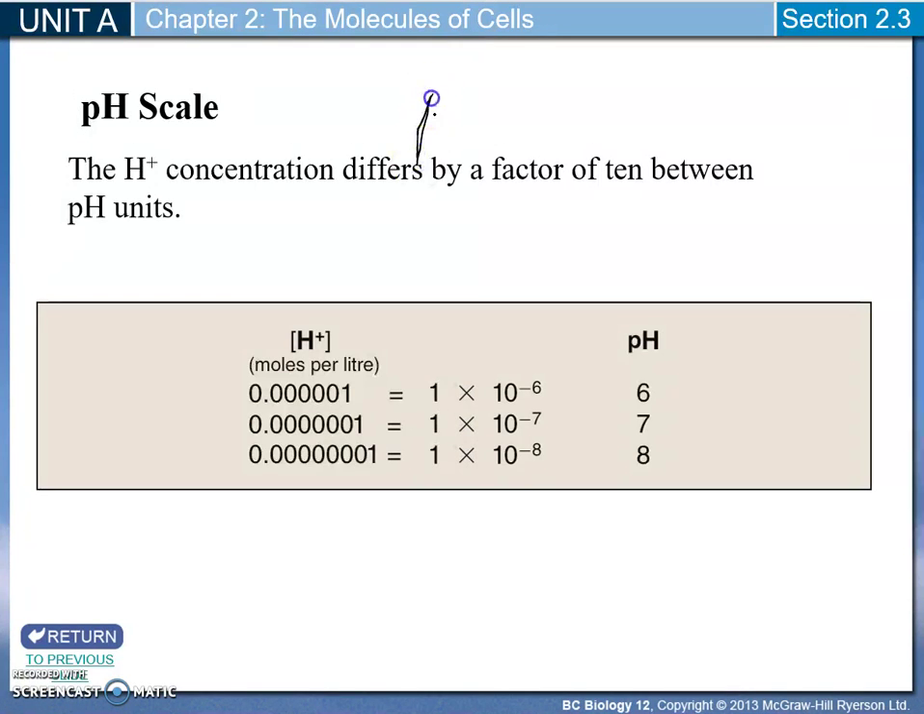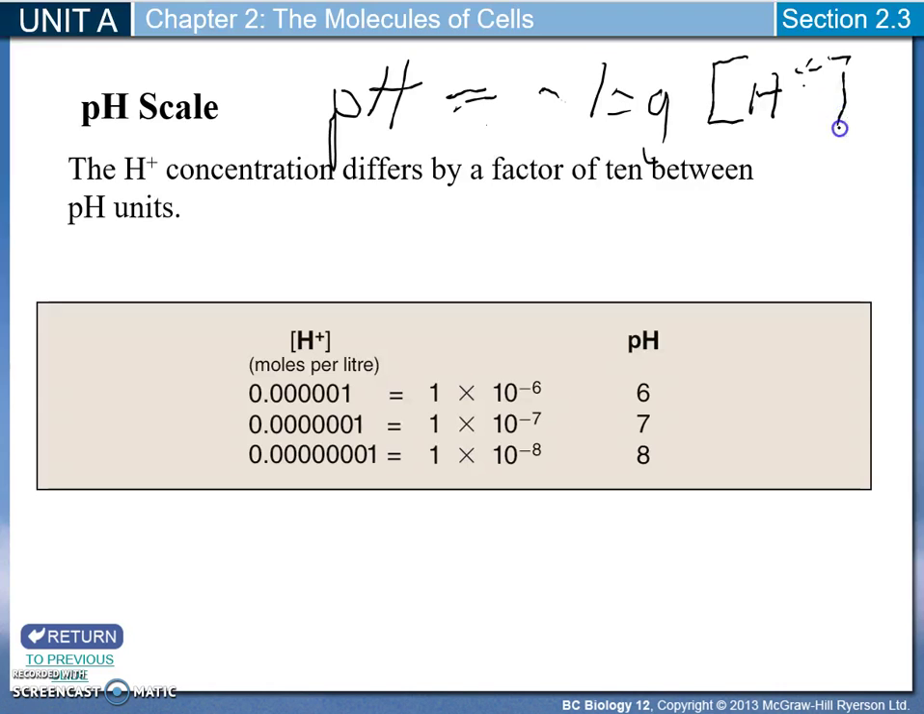So pH, it's not writing too clearly at the moment. Let's just see if I can get that a little clearer here for you. So pH is measured by the negative log of the H plus concentration. It's about as clear as I can write at the moment.